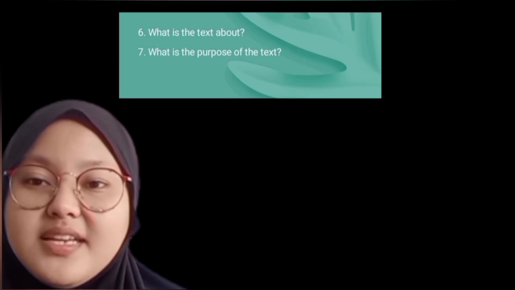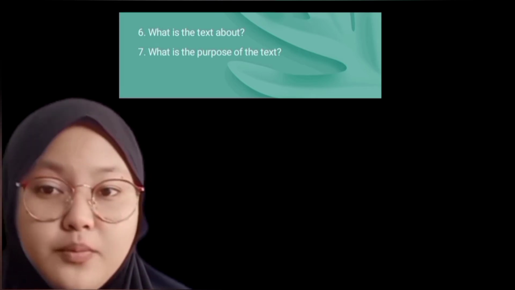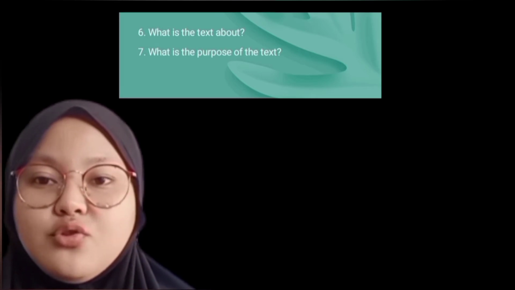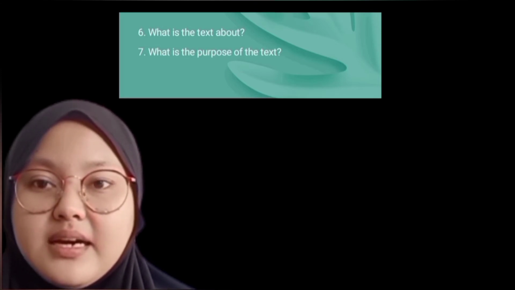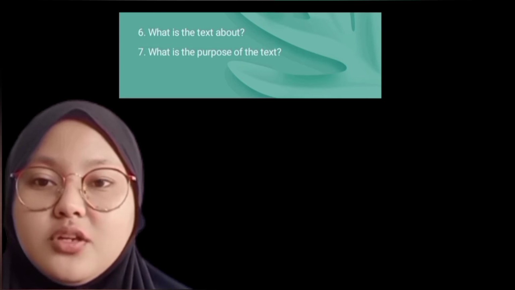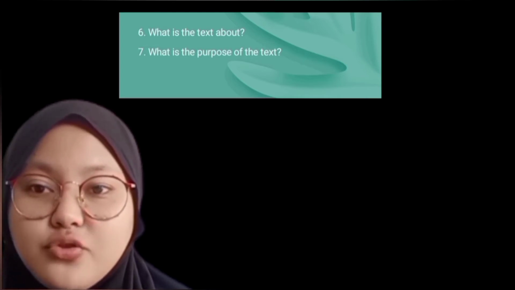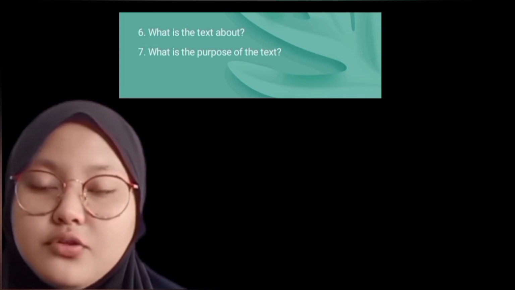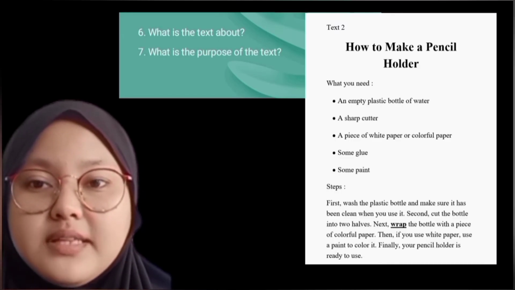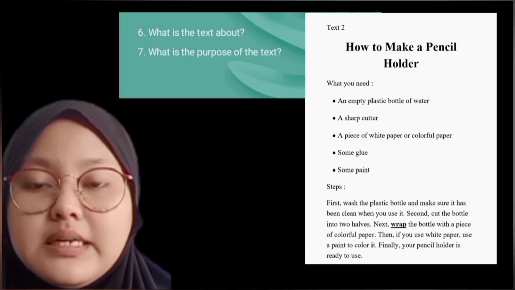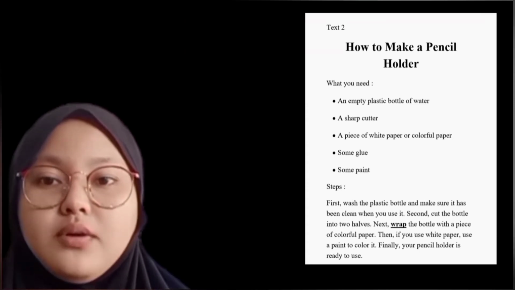The last question is, what is the purpose of this text? To answer this question, we can see that the common social function of the procedure text is to inform the readers how to make or how to do something. So the purpose of this procedure text is to inform the reader how to make a pencil holder.